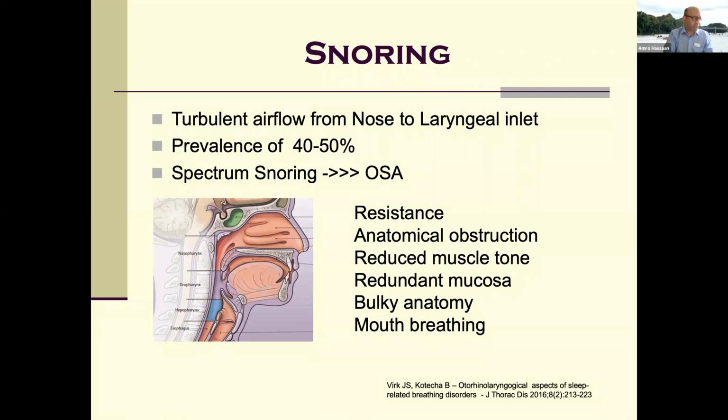resistance, so for example, a blocked nose, or an anatomical obstruction, again, blocked nose or big tonsils, reduced muscle tone, and let's remember that that not only happens during sleep, but can also happen in patients who have neuromuscular disorders. And let's not forget Down syndrome in that, Down children, or trisomy 21. Redundant mucosa, so if you've got a lot of tissue that is redundant in your throat, then that will collapse also. And mouth breathers, because it's not your normal way of breathing, so the laminar flow is disturbed.